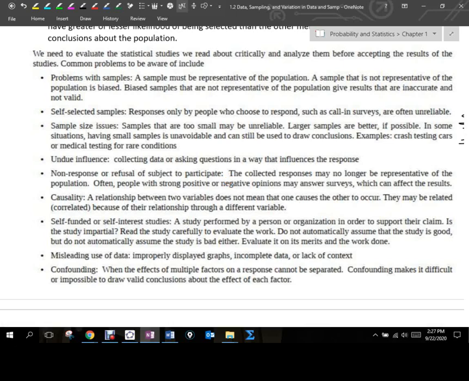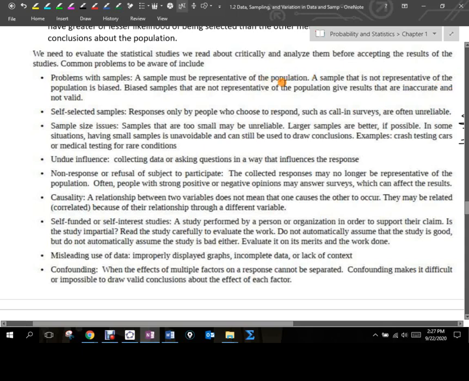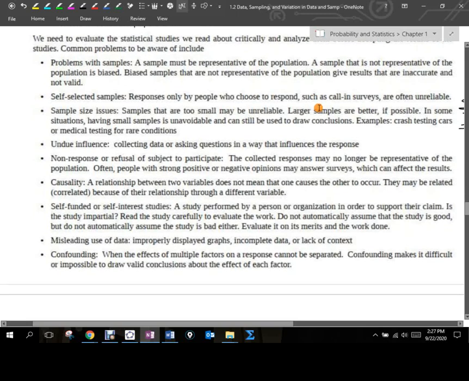My data would be an outlier. There will be things we go through in the class that allow us to target and recognize outliers when they exist. But a sample must be representative of the population. A sample that is not representative of the population is biased. We'll talk a lot today about bias, but biased samples do not allow you to make an argument about the population.